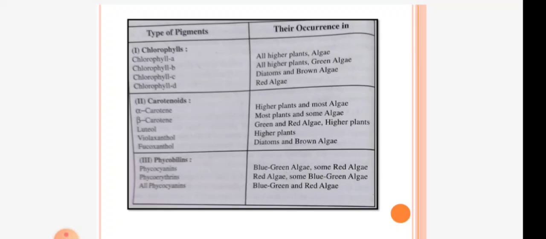Carotenoids. Alpha carotene is present in higher plants and algae. Beta carotene is present in plants and algae. Lutein is present in red algae and higher plants. Violaxanthin is present in higher plants. Fucoxanthin is present in diatoms and brown algae. Phycobilins are present in algae, blue-green algae, red algae. Phycoerythrins are present in red algae and blue-green algae. Phycocyanins are present in blue-green and red algae.